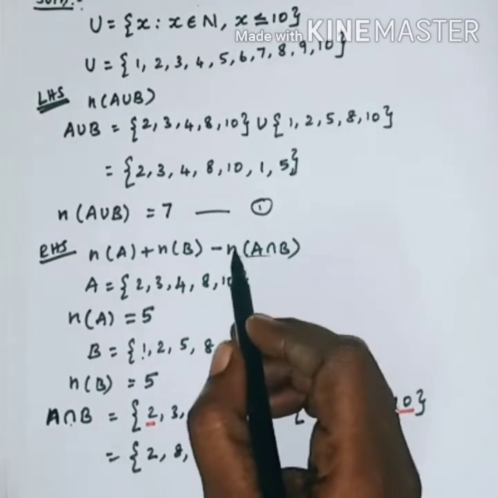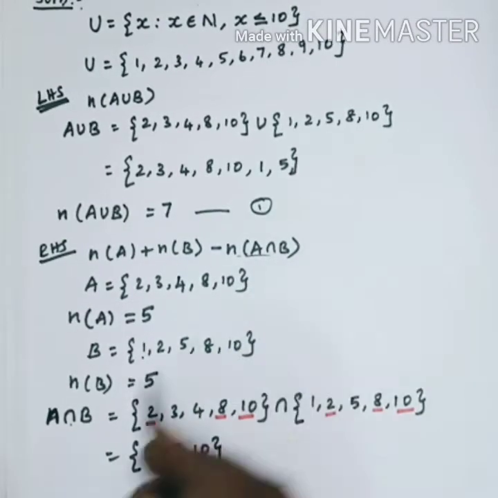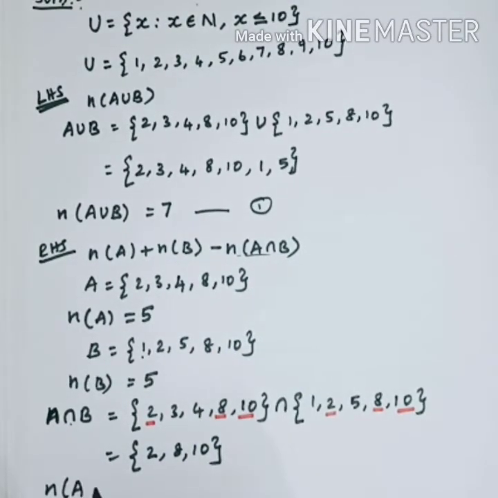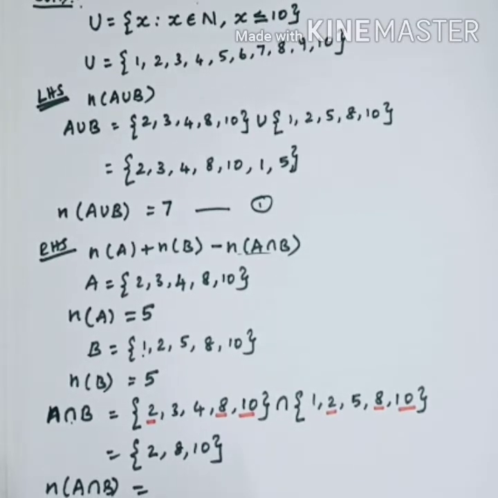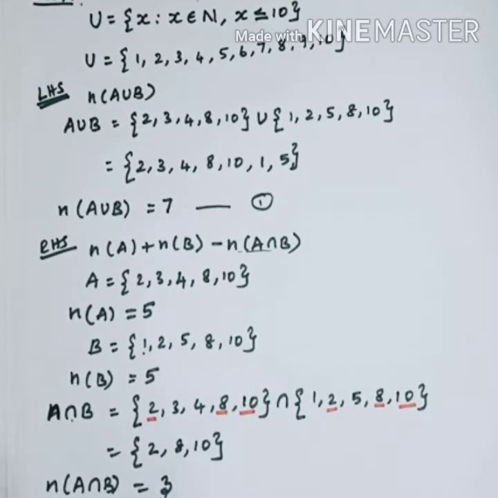Okay. Now we have to find n of A intersection B. n of A intersection B is equal to the number of elements in the set A intersection B. How many elements? 1, 2, 3. There are 3 elements. So n of A intersection B is equal to 3. Okay.